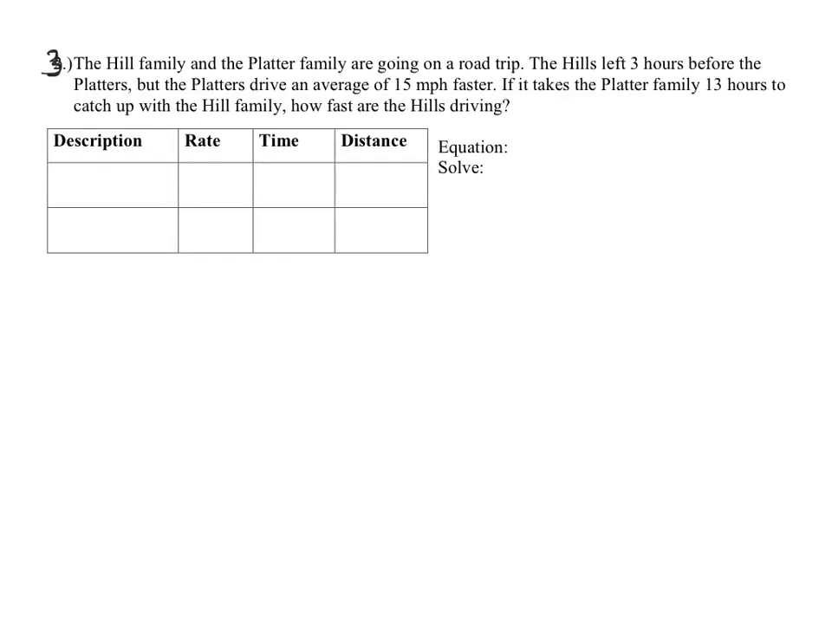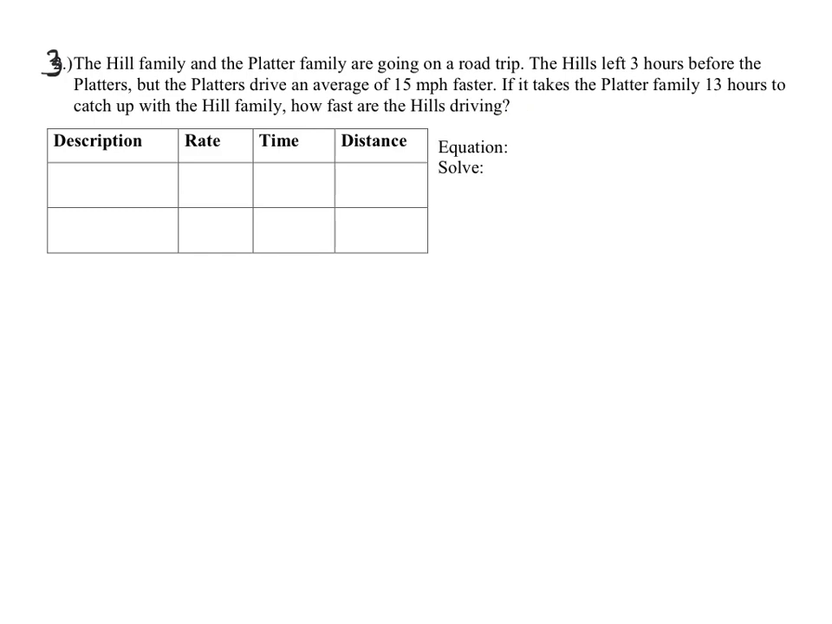So here is one more example about the Hill family. The Hill family and the Platter family are going on a road trip. The Hills left 3 hours before the Platters, but the Platters drive an average of 15 miles per hour faster. If it takes the Platter family 13 hours to catch up with the Hill family, how fast are the Hills driving? So we're talking about two families, right?